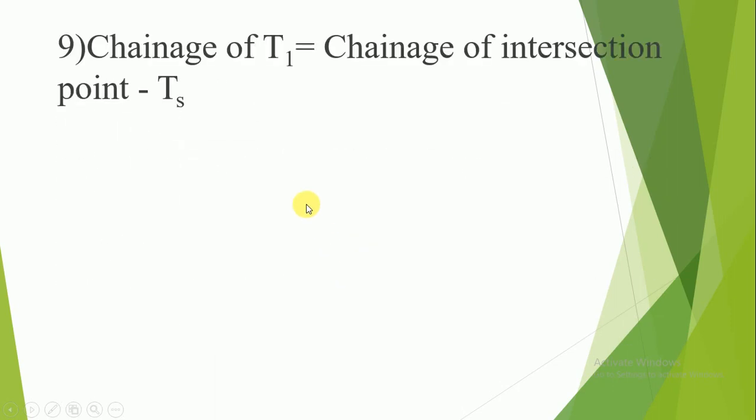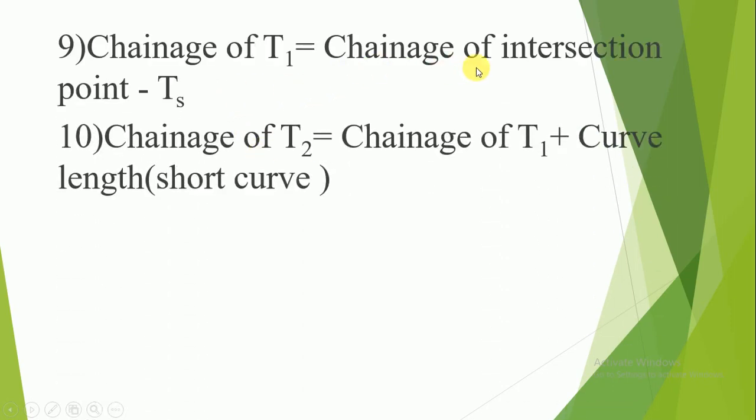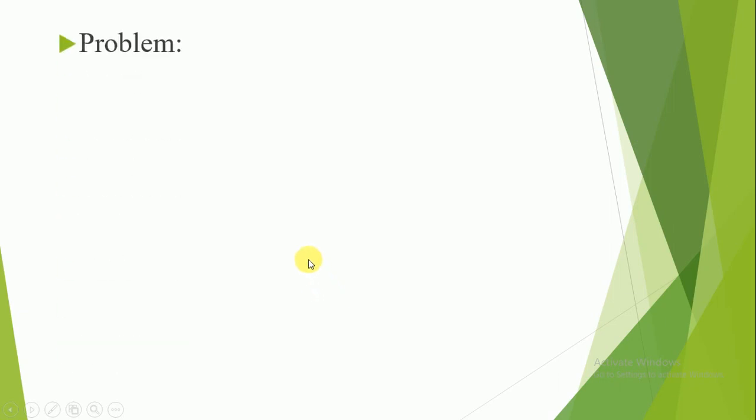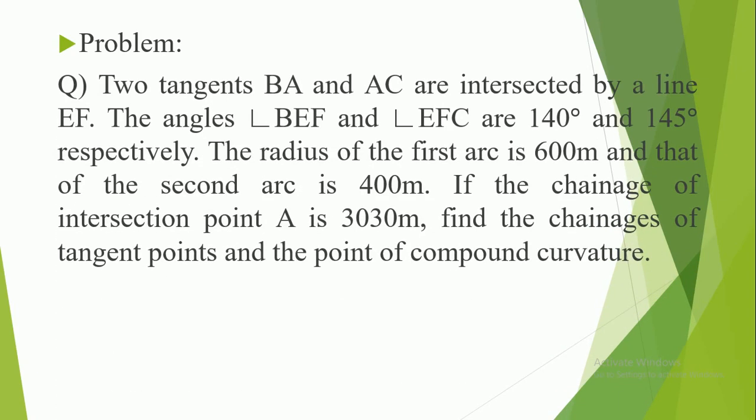Similarly, the chainage of T1 formula is chainage of intersection minus TS, chainage of T2 is equal to chainage of T1 plus the curve length of the short curve, and chainage of T3 is nothing but chainage of T2 plus the curve length of the long curve. These formulas will be clear to you from the following problem which we are going to solve right now. This is one of the problems which has been asked in a previous question paper.